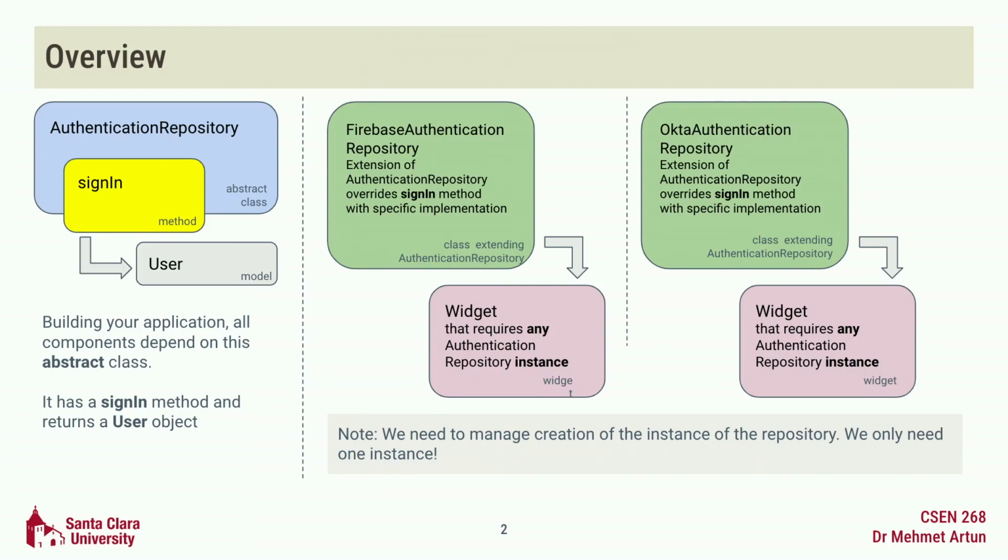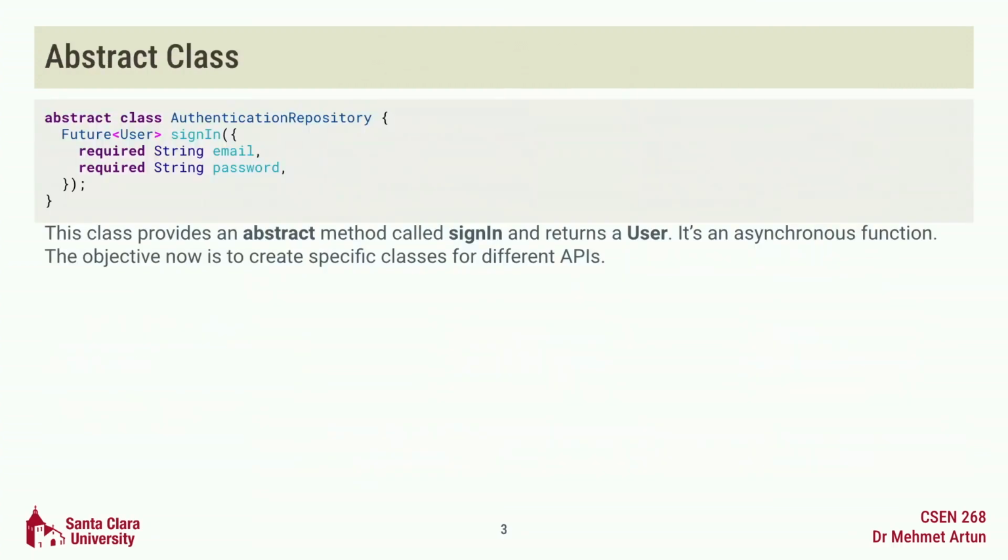It doesn't matter if the repository comes from Firebase working in the backend, or if Okta is working in the backend, okay? So to get a better idea, I create an abstract class authentication repository. I put a sign-in method that returns a future user.